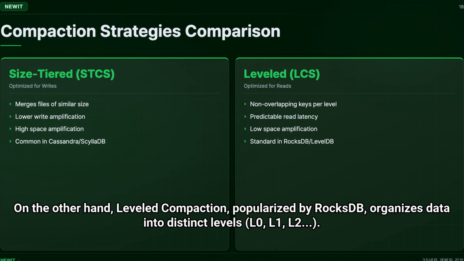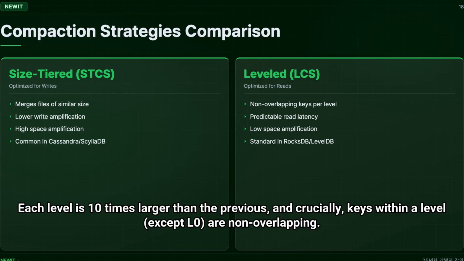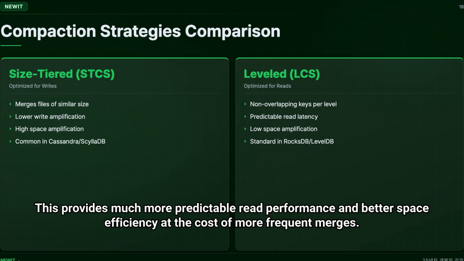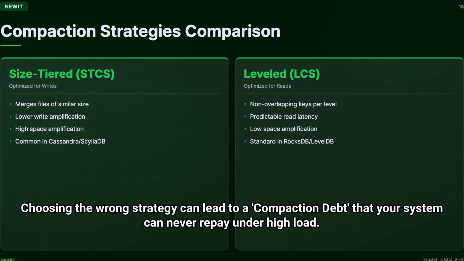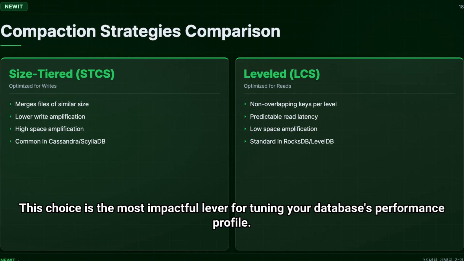On the other hand, leveled compaction, popularized by RocksDB, organizes data into distinct levels, L0, L1, L2. Each level is 10 times larger than the previous, and crucially, keys within a level, except L0, are non-overlapping. This provides much more predictable read performance and better space efficiency at the cost of more frequent merges. Choosing the wrong strategy can lead to a compaction debt that your system can never repay under high load. This choice is the most impactful lever for tuning your database performance profile.